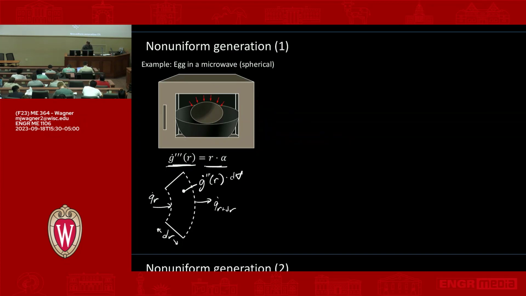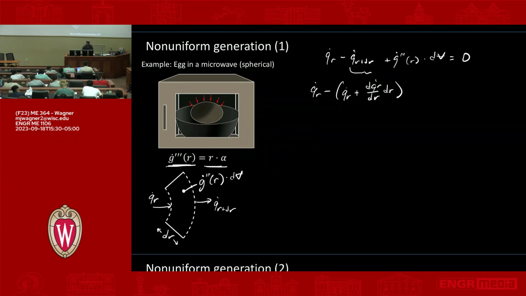So we'll take the energy balance. This is now q dot r minus q dot r plus dr plus g dot triple prime as a function of r times dv is equal to 0. I'm going to expand this term out, and we get q dot r minus the quantity q dot r plus dq dot r dr dr plus, now let's substitute in our expression for generation, and that is just r times alpha, now times the differential volume.